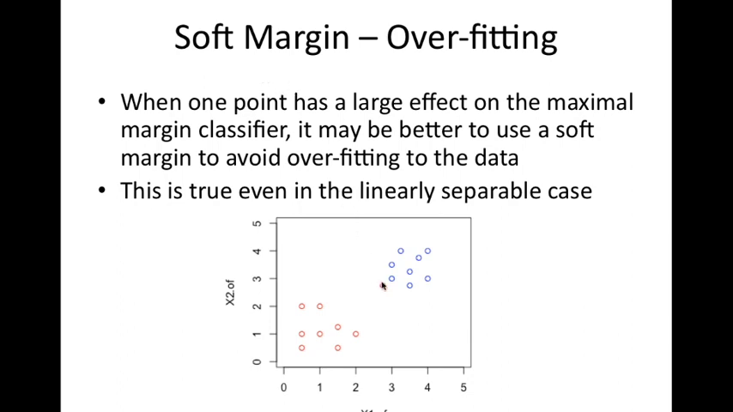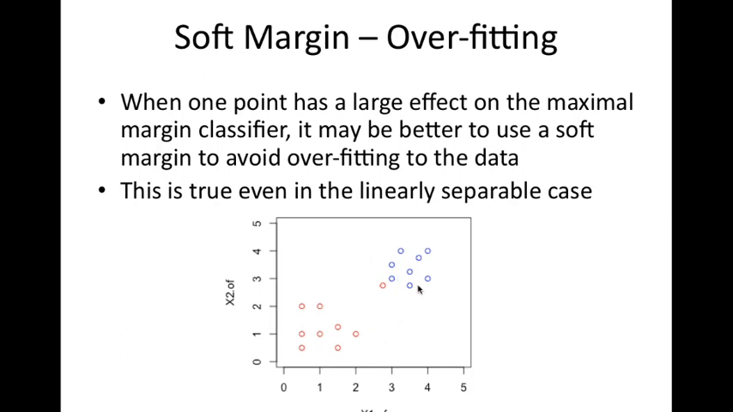There are other cases where this could happen too, but here's a dramatic example. One point has a very large effect on the hyperplane. It may be better to soften things up to avoid overfitting. And this is true: you may want to use a soft margin even if you could linearly separate the data.